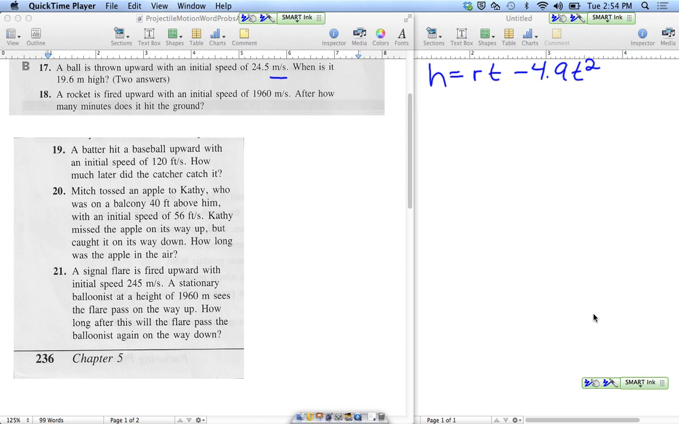The initial speed or the initial velocity is 24.5 meters per second, and you're asked to determine when it's 19.6 meters high. So the h of the equation gets replaced with 19.6, and the r gets replaced with 24.5. And t remains as your variable in the equation for number 17. And then you arrange it in a factorable order, and these are all set up to work out nicely.